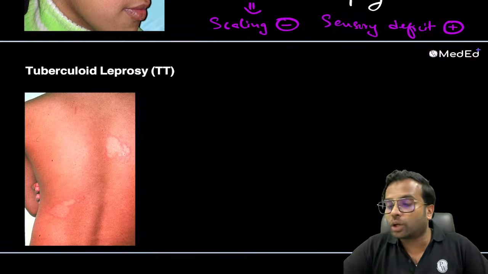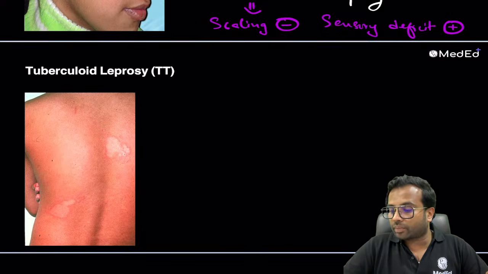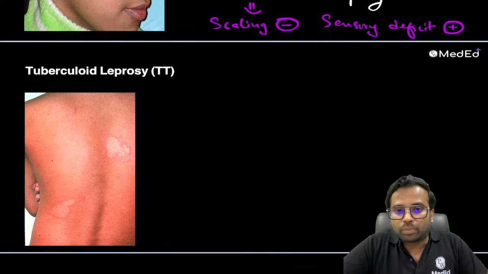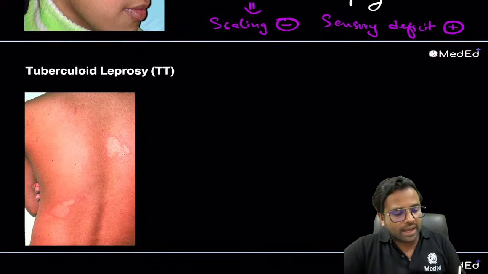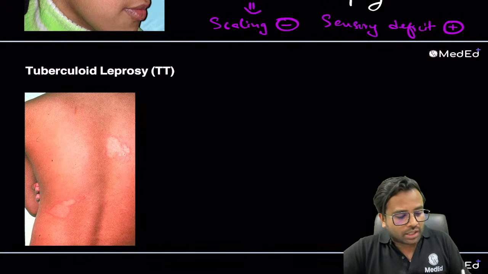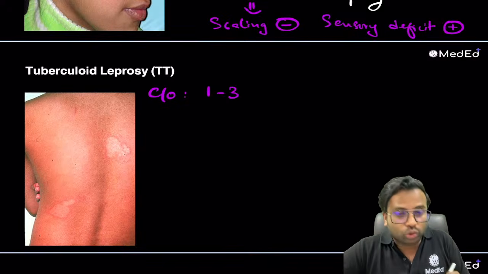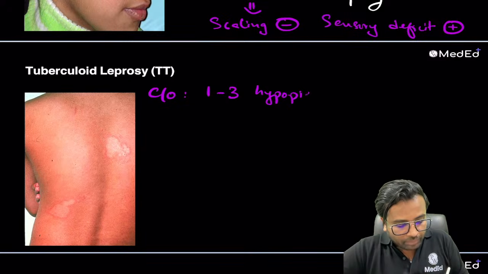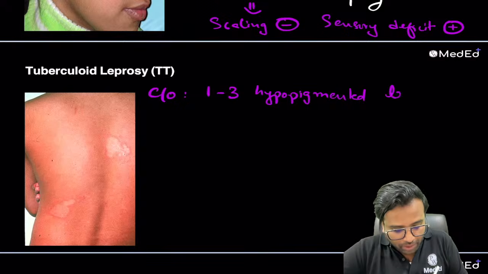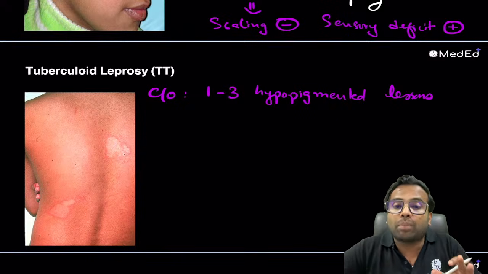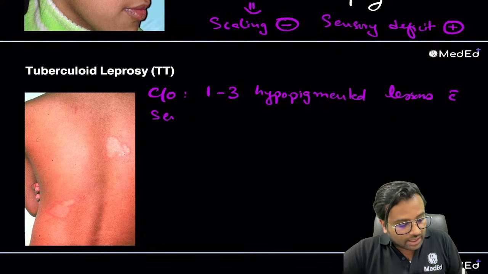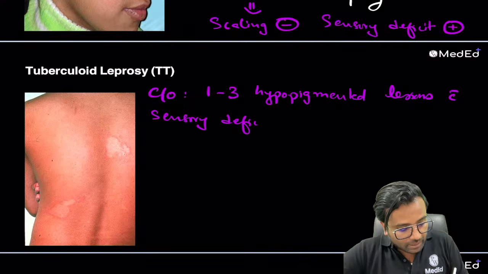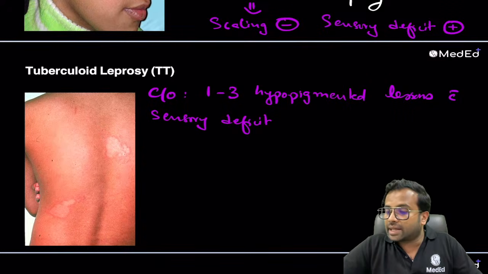This is called the tuberculoid type. So what happens in a tuberculoid type of leprosy? Here, the patient would be coming to you again with the same complaint. The complaint of the patient here would be that there would be around 1 to 3 hypopigmented lesions. And these hypopigmented lesions definitely would be having a sensory deficit.